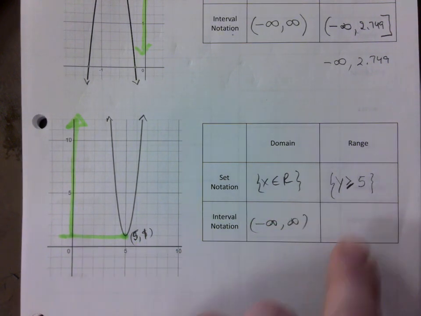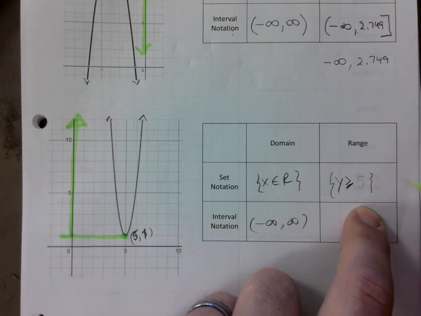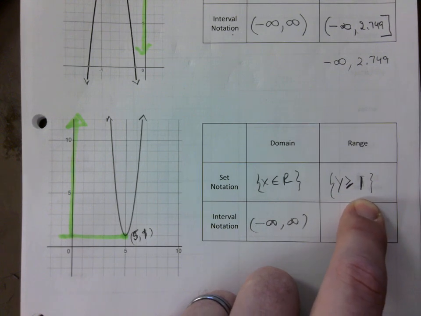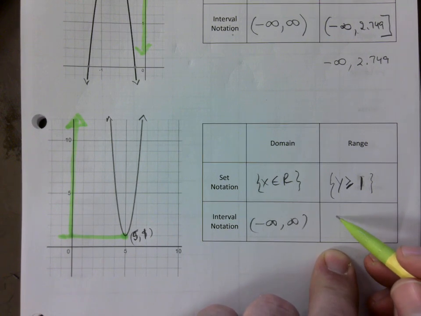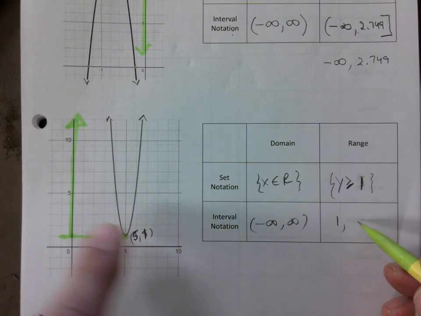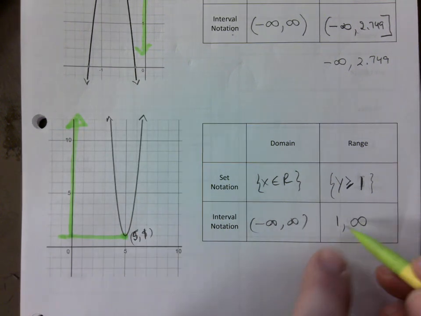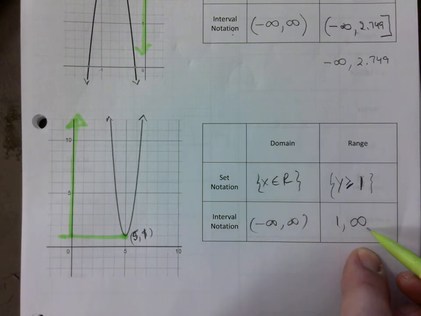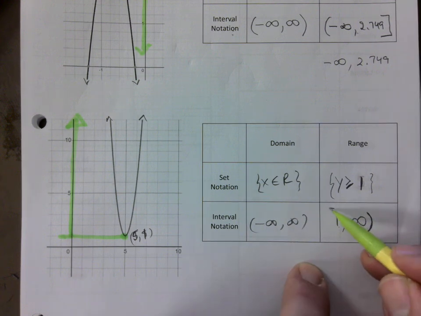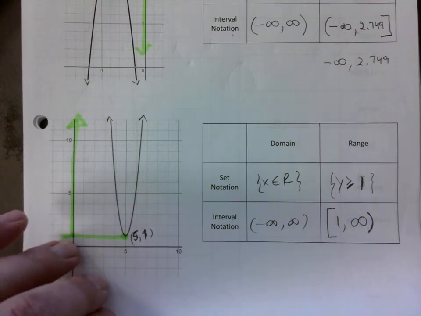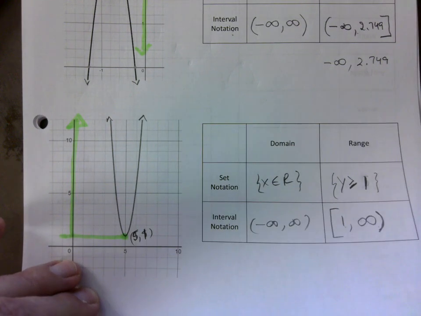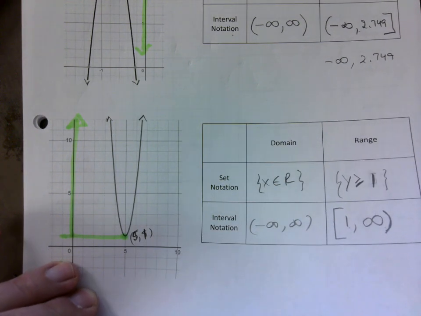It's already confusing and I'm just adding to that confusion, right? This is going to be from 1 all the way to positive infinity. So in this case, 1 is smaller, infinity is larger, positive infinity. There's a round bracket here, square bracket there. That's what it looks like. Okay, so that's domain and range.